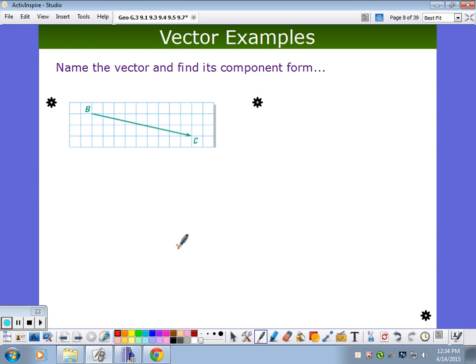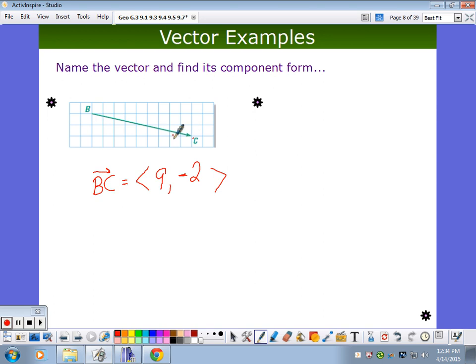All right. So this is on the bottom of your page. If I want to name this vector and put it in component form, what's the name of the vector? Remember, you start with the initial point and you go to the terminal point. To find the first number, you say, how many over do I have to go? He counted them. 1, 2, 3, 4, 5, 6, 7, 8, 9. And I went to the right, so that's a positive number. But then I went down 2. Down is the negative direction, and that's how I know where it ends.